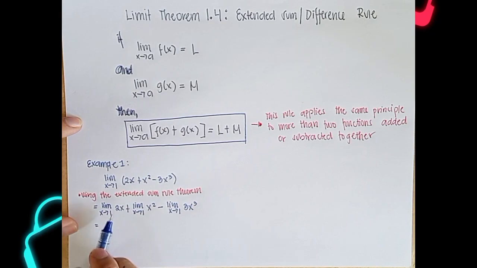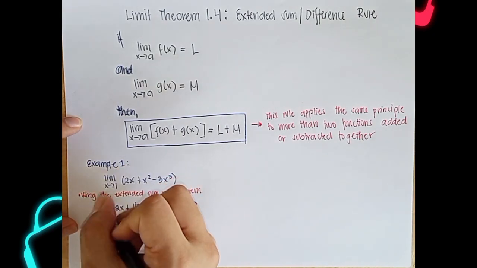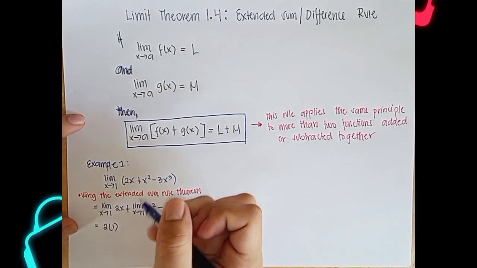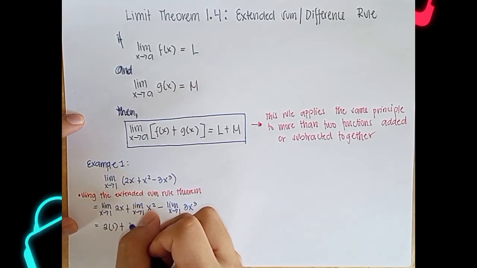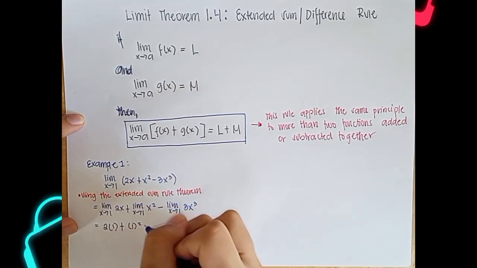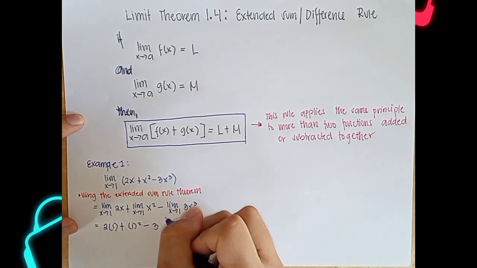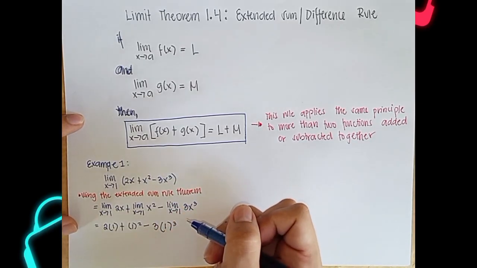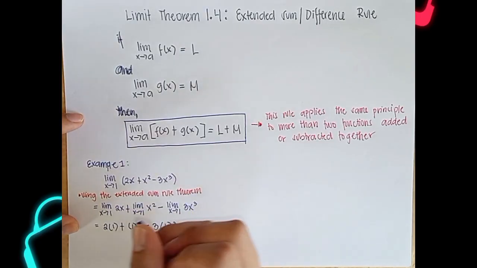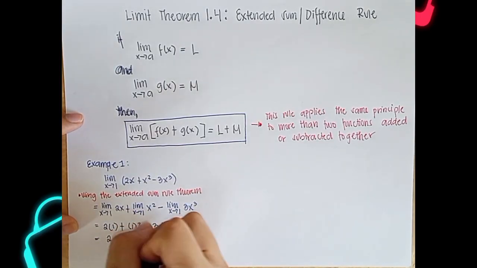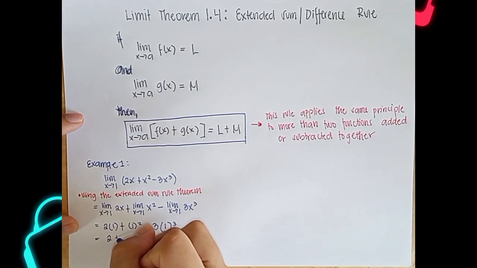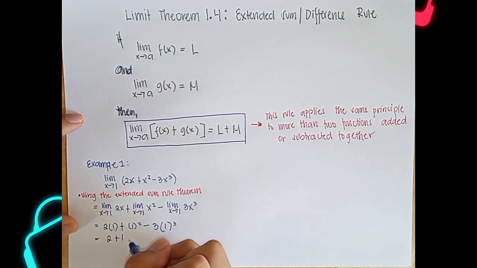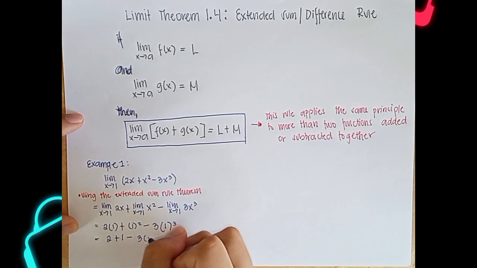So the next step, after we separate the expression, is to substitute the value of our x, as x approaches 1. So the limit as x approaches 1 of 2x becomes 2 multiplied by 1, because our x is 1, plus the limit as x approaches 1 of x squared becomes 1 squared, minus the limit as x approaches 1 of 3x cubed becomes 3 times 1 cubed.